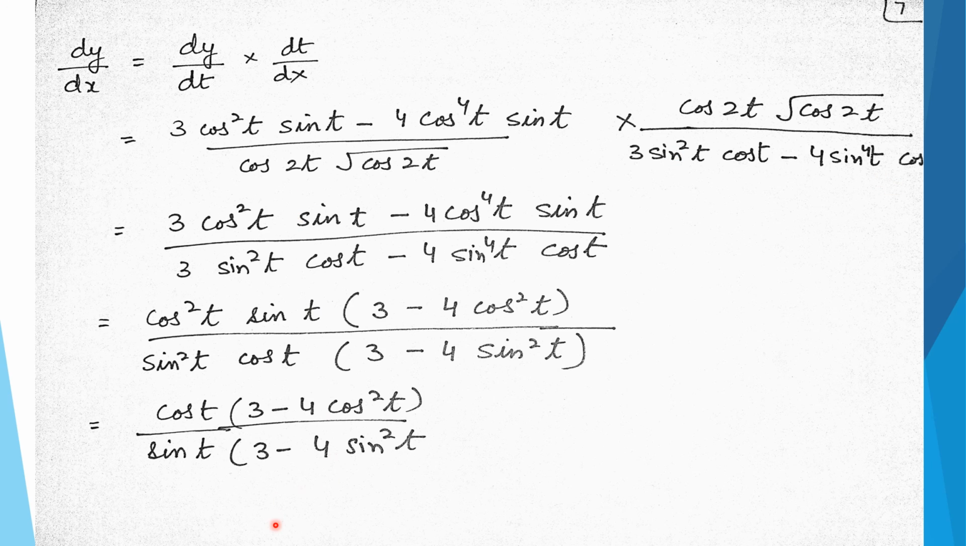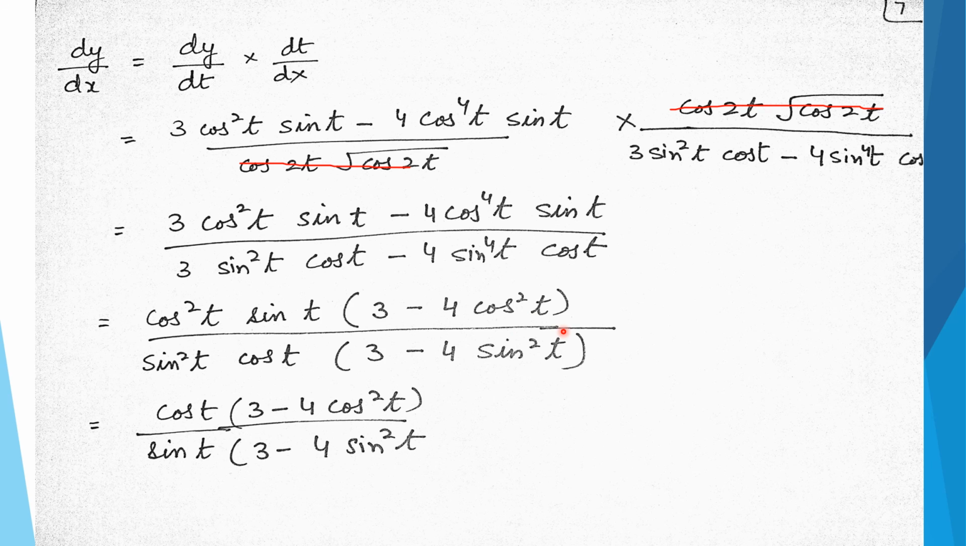Now, if you look carefully, you will be just cancelling out this denominator. This will get cancelled with this. Okay. What are you left with? You are left with 3 cos square t sin t minus 4 cos power 4t sin t whole upon 3 sin square t cos t minus 4 sin power 4t cos t. Clear? Now, please take common cos square t sin t in the numerator. What will you be left with this term? You will be left with 3, and this term you will be left with minus 4 cos square t.